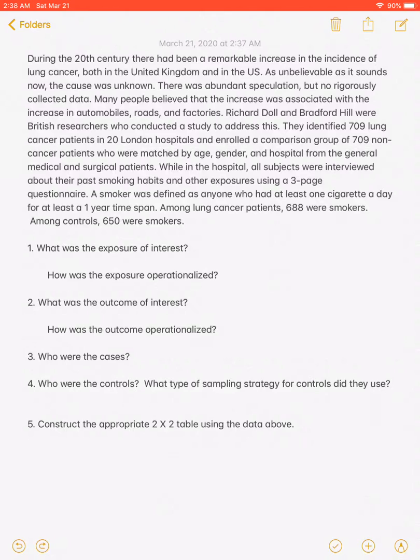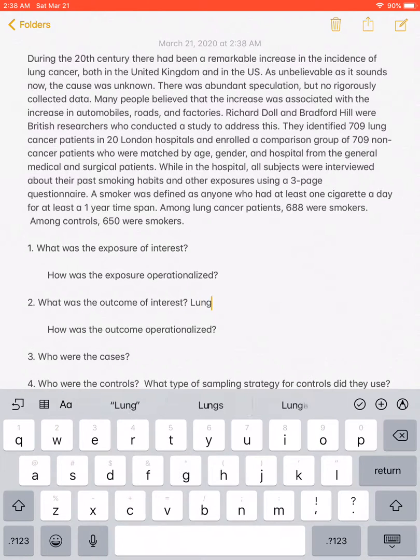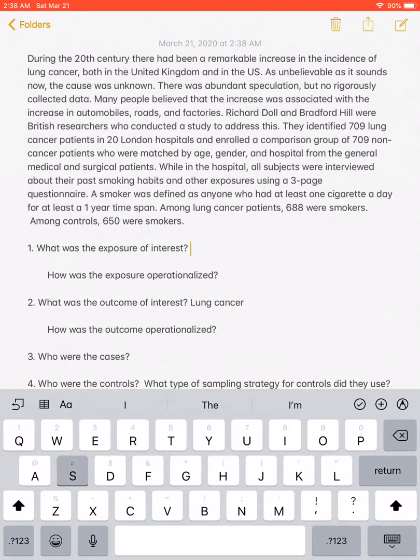So when we look at this, what was it looking for? What were the two variables we're looking at? They were looking at smoking, and they were looking at lung cancer. So when you look at these two things, which one of these is the health outcome of interest, it becomes pretty clear that lung cancer is our outcome of interest. And it becomes pretty clear that the exposure of interest, therefore, is smoking.